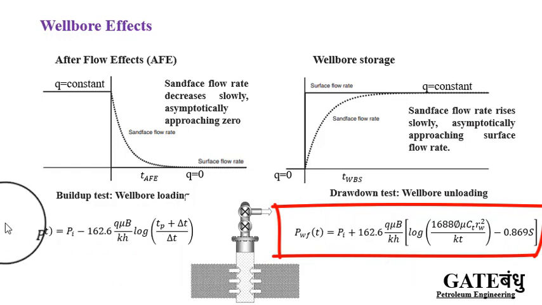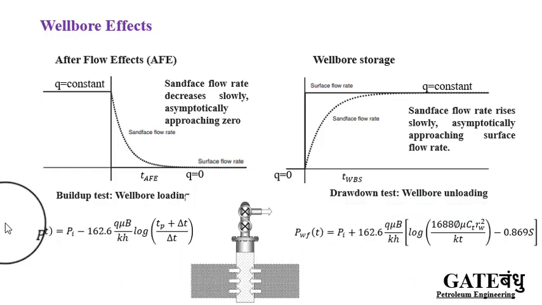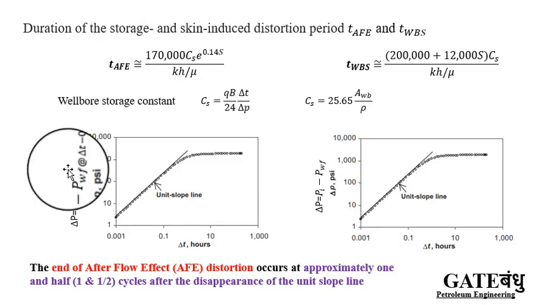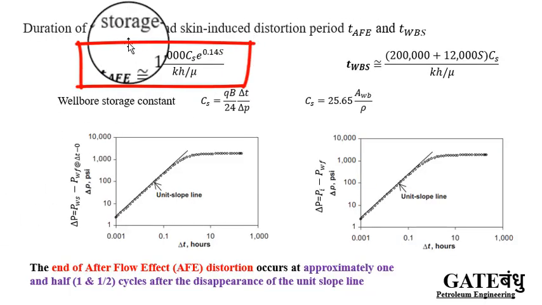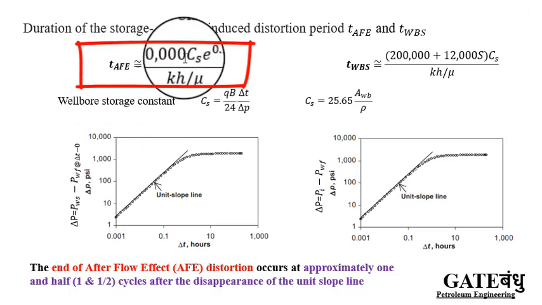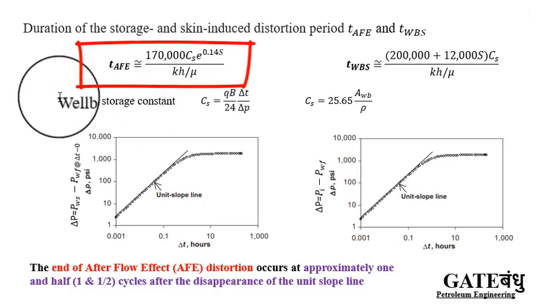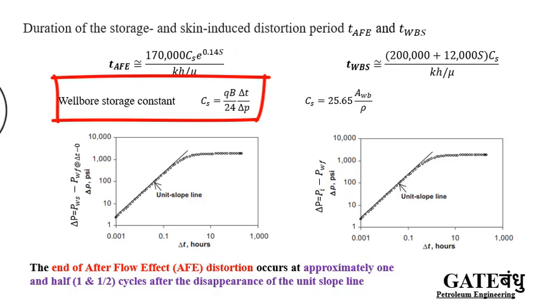So you could connect this concept back to the previous lectures. I separated this topic because it is needed to understand, and it is one of the very important topics in well test design as well. So to calculate the time of afterflow effect, you utilize this formula, that is 1,70,000 into CS, that is wellbore storage coefficient.